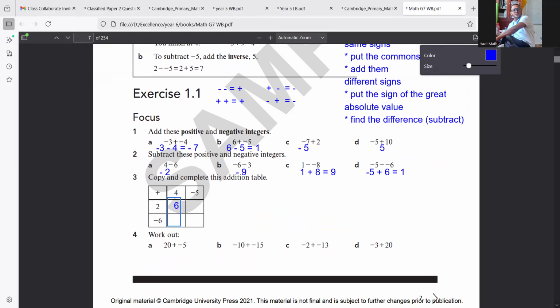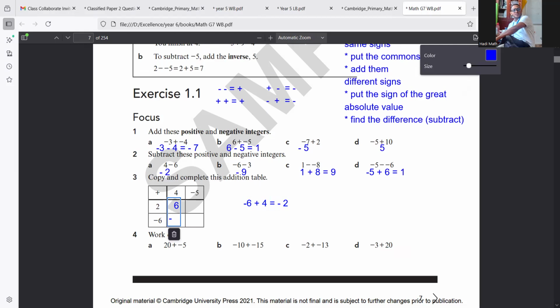You go down, this is negative 6 and 4. When you say negative 6 and 4, go and write them. It is actually negative 6 and positive 4. They are different signs, with the sign of the greater absolute value, which is negative, and the difference between them is 2. So the answer here is equal to negative 2.